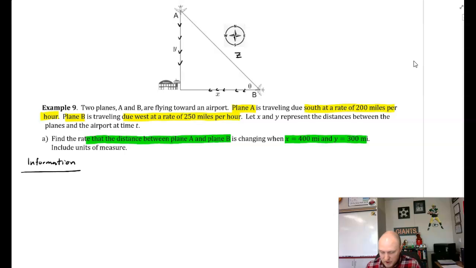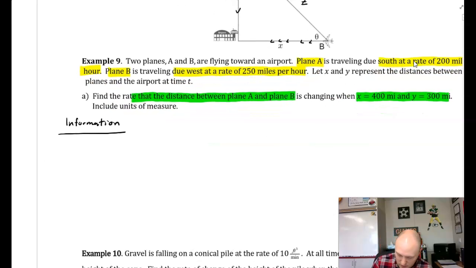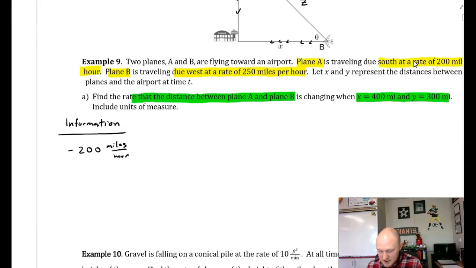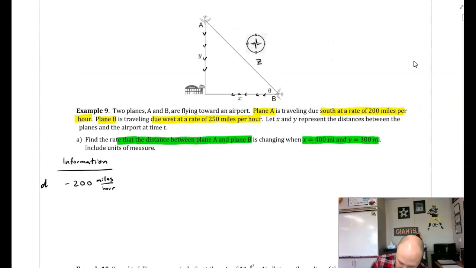So they tell us that plane A is traveling due south at 200 miles per hour. Well, that's negative 200 miles per hour because that distance is decreasing. So that is dy/dt, that's how y is changing: negative 200.